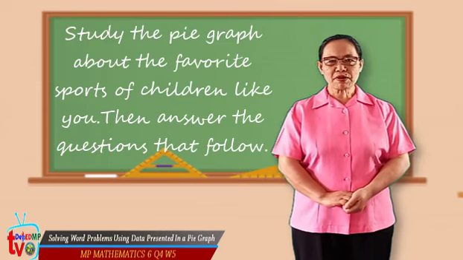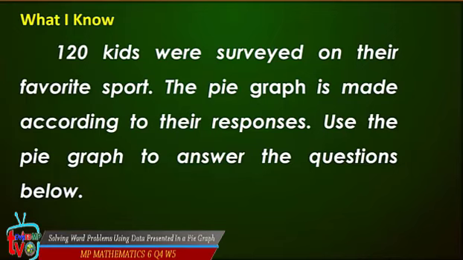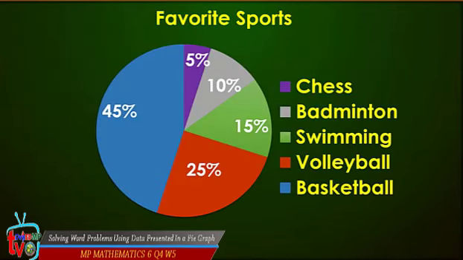Study the pie graph about the favorite sport of other children like you. Then answer the questions that follow. 120 kids were surveyed on their favorite sport. The pie graph is made according to their responses. Use the pie graph to answer the questions below. Favorite sports: 5% chess, 10% badminton, 15% swimming, 25% volleyball, 45% basketball.